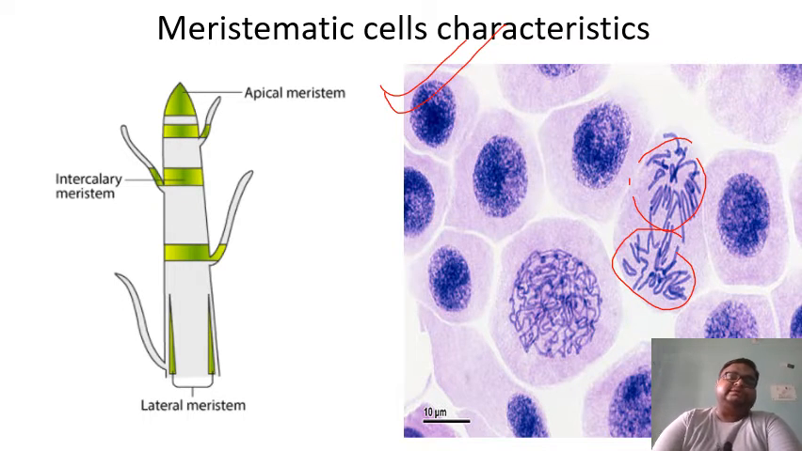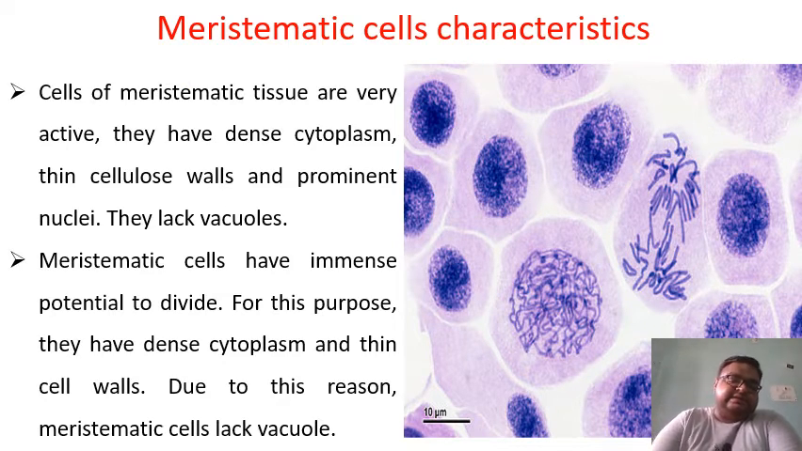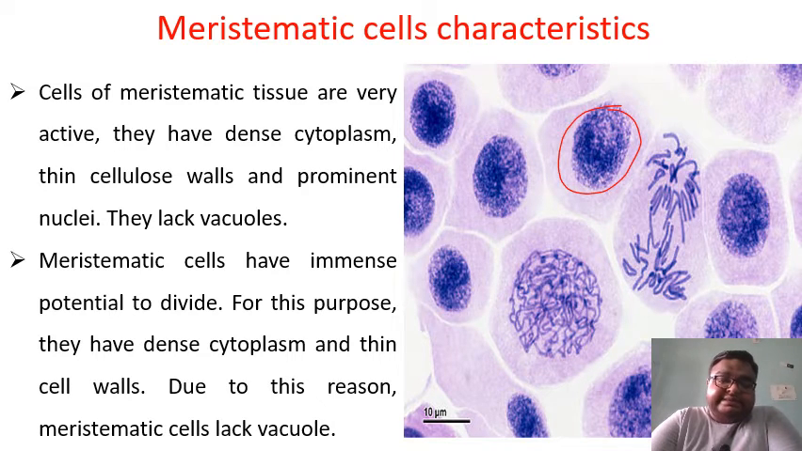Very good, students. Now let's look at the properties of the meristematic cells, or the meristematic cell characteristics. First of all, the cells of the meristematic tissue are very active. What do you mean by active? It is rapidly dividing. The cells of the meristematic tissues are very active. They have dense cytoplasm. You can see from this picture also that these cells are having dense cytoplasm.